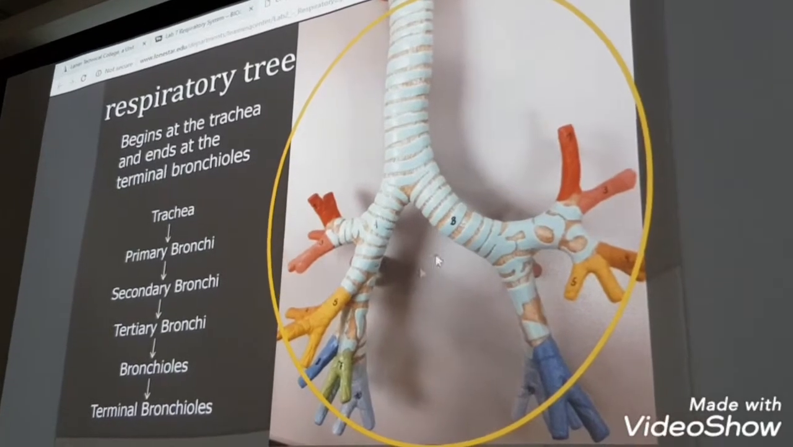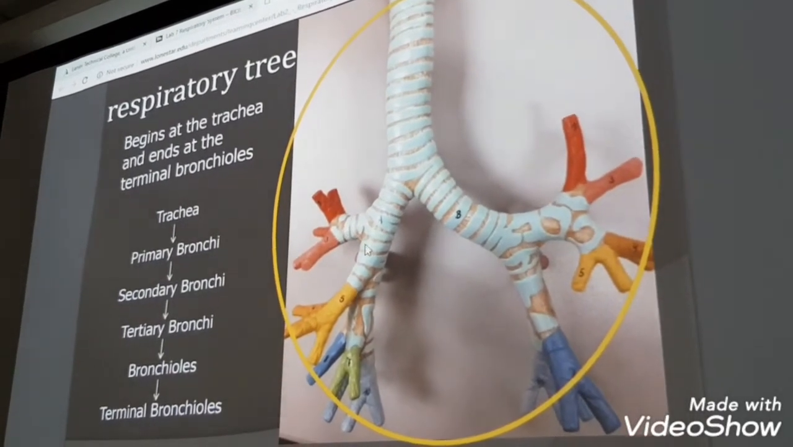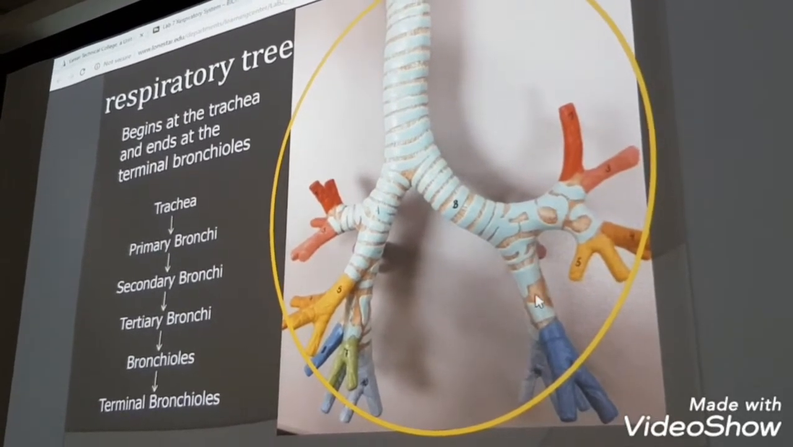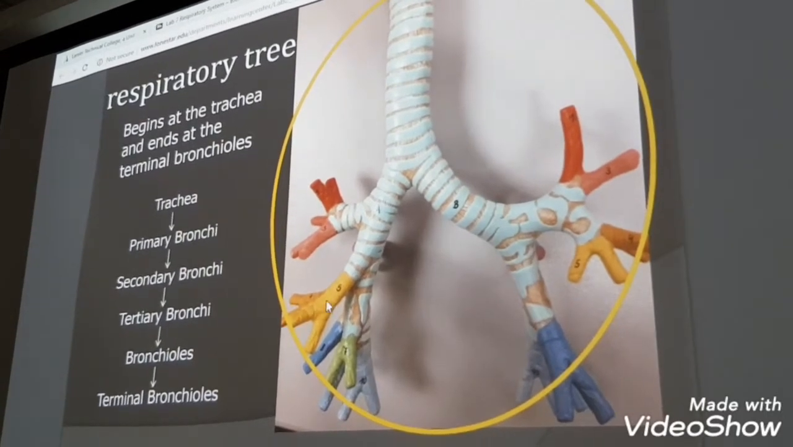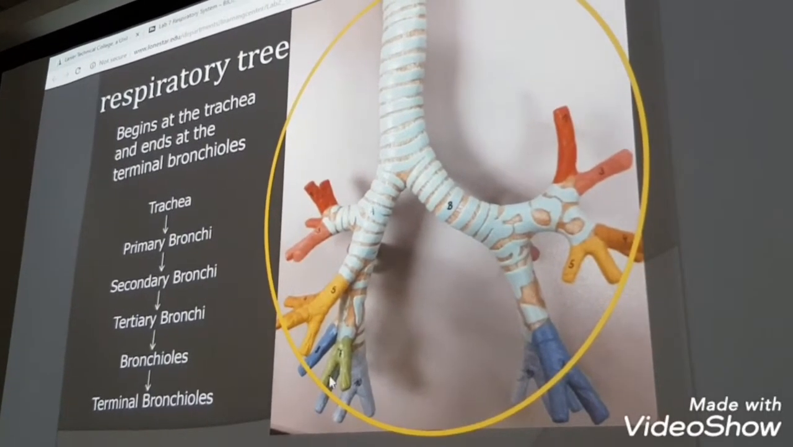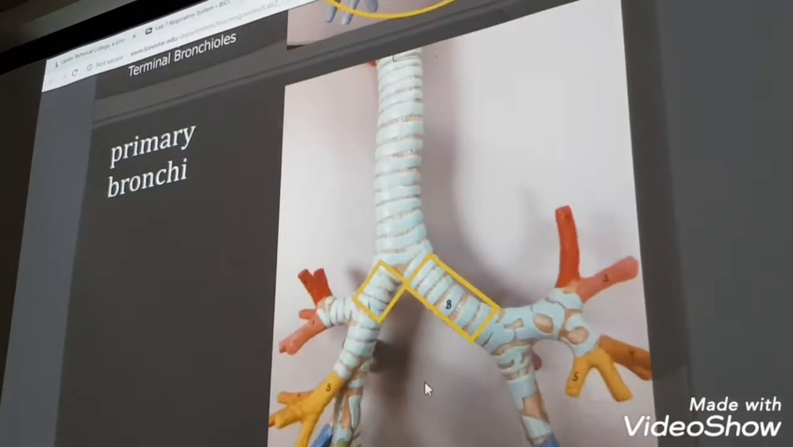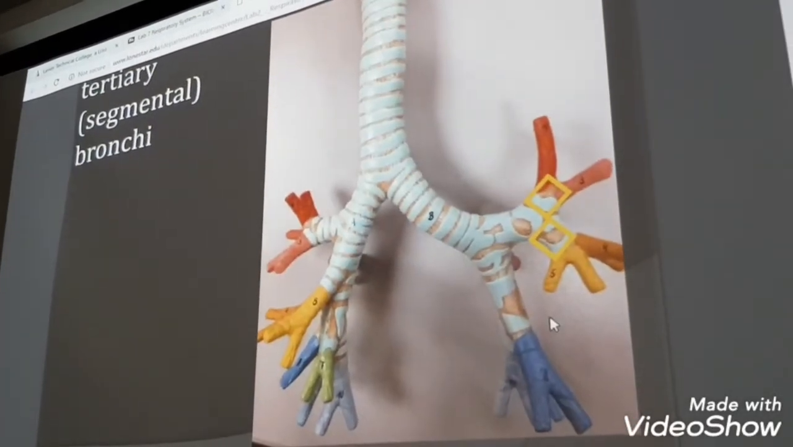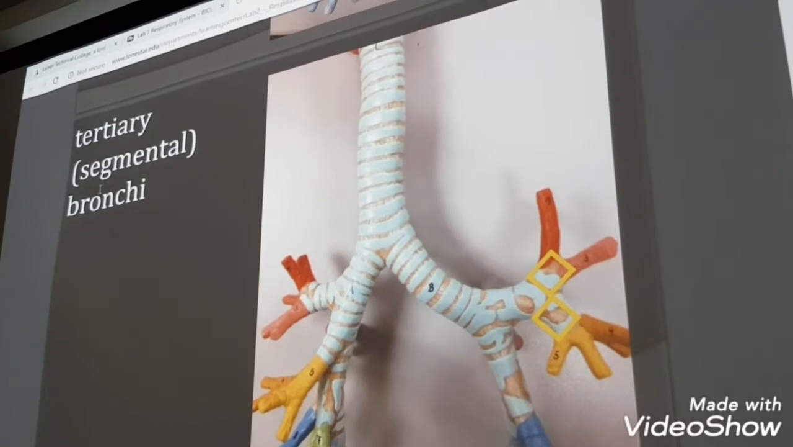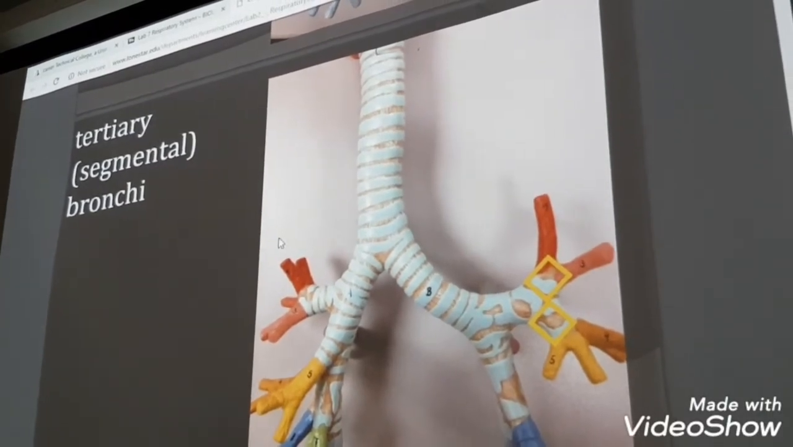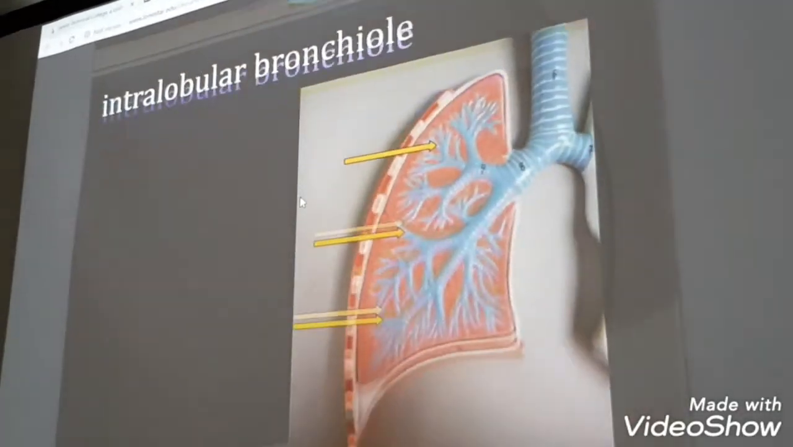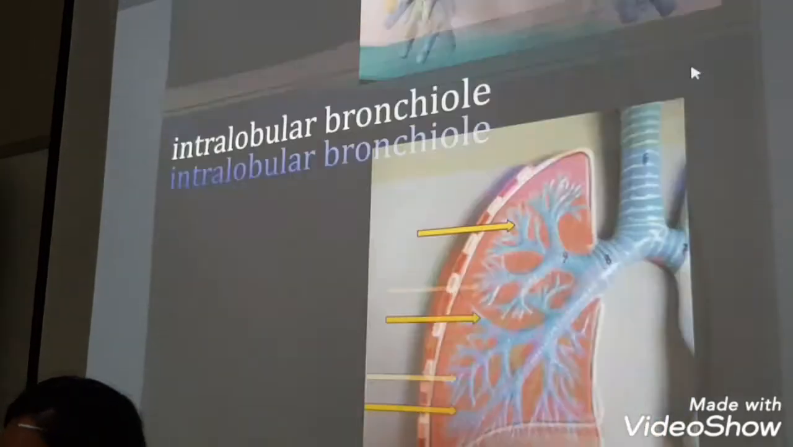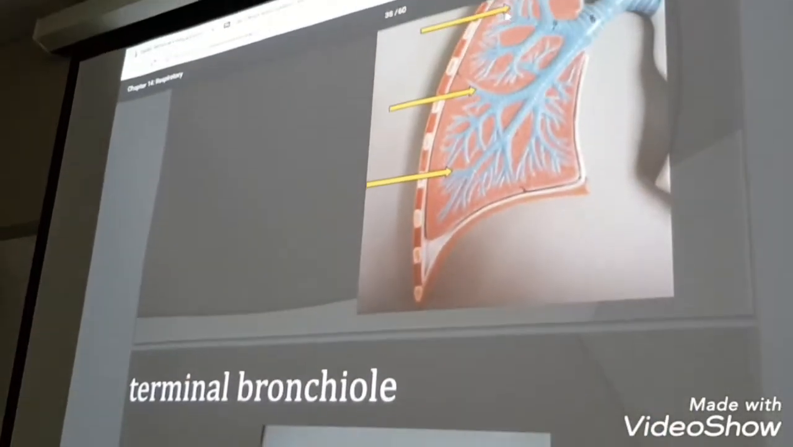Once we get to the primary bronchi, it branches off even more. These are known as secondary bronchi. This one here, this one here. If I follow that secondary further, I turn into tertiary. So primary, secondary, tertiary. Another way of saying tertiary is segmental. You don't have to tell me both terms, just one is fine. And once we get off of the segmental or tertiary, now I am talking about this location here.